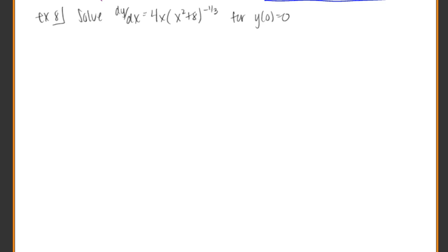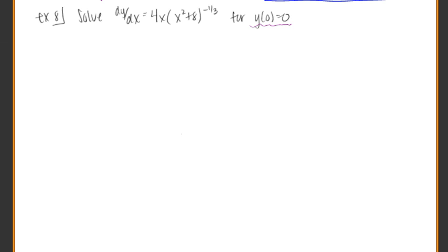Here in example 8, we want to solve this. That's why they're going to give us some boundary points here, because instead of having everything in terms of plus c, they've given us some information. So now we can actually determine what c is. But we're going to start this process the same way we've been doing the problems prior to this.